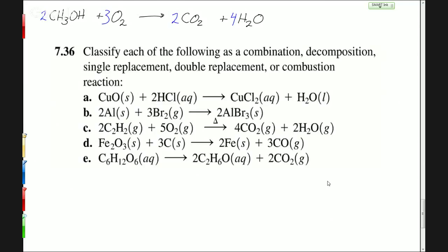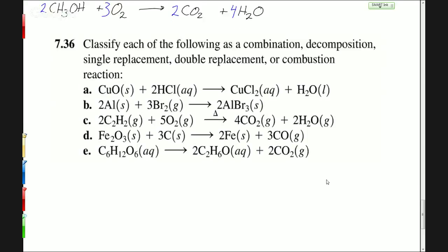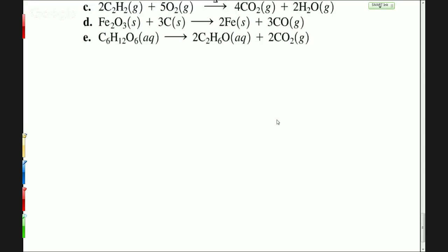What about B? Combination, yeah. And C? Combustion. D? Single replacement. And then E? That's going to be a decomposition, right? See that one breaking apart. Good. So categorizing those is the first step to what we really want to do, which is predicting the reactions. If we can categorize these, then we can have a good chance of predicting what products will be for reactions that we might not know.